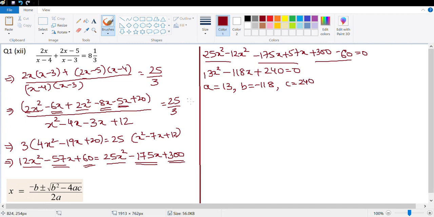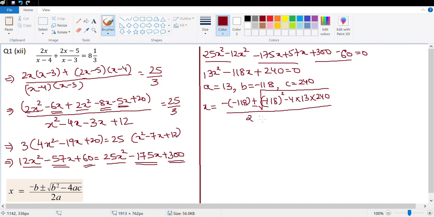So now we will put it in the formula. X is equal to minus b, which is negative of negative 118 plus minus square root of b square, which is negative 118 whole square, minus 4 into 13 into 240. Oh, this one has big calculations. Upon 2 into a, which is 2 into 13. So that would be 118 plus minus.